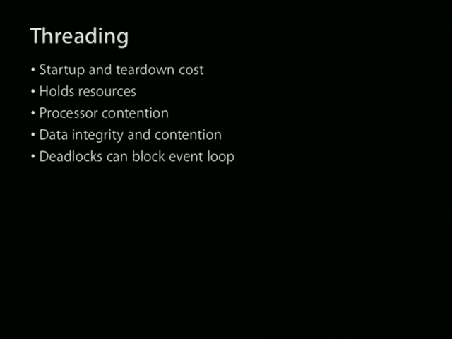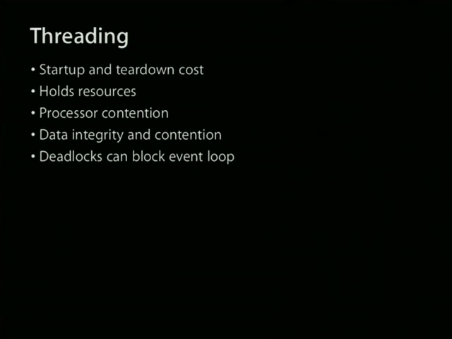Threads also hold resources, and they hold resources in the kernel, and they hold resources in your process. So it's a general load on the system to create lots of threads and then either tell the scheduler to figure it out or have a lot of idle threads hanging around doing nothing, right? So there's processor contention. If all of those threads are doing work, they're all trying to do work on a much smaller number of processors, right? And you wind up with data integrity issues, right?